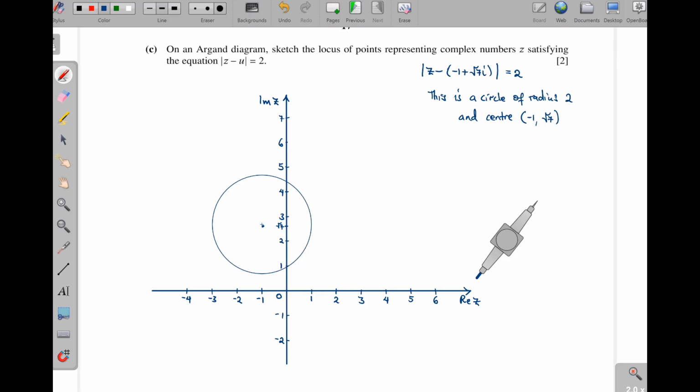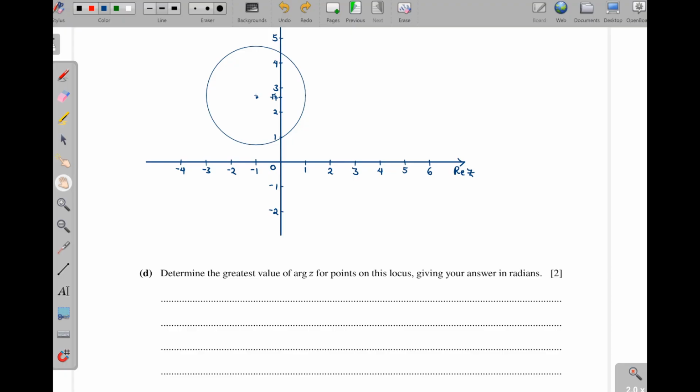Actually, we have shaded the circumference of the circle because they need those points that are exactly 2 units from the center. And those are the points on the circumference. Okay. So that is that. I'll need to take away this. And that is that. Then next, determine the greatest value of the argument of z for points on this locus, giving your answer in radians.